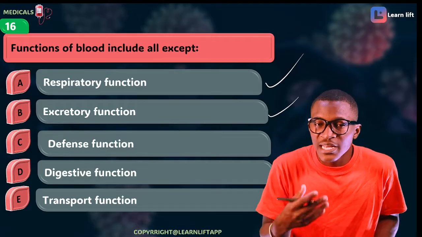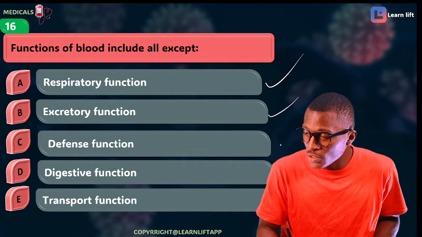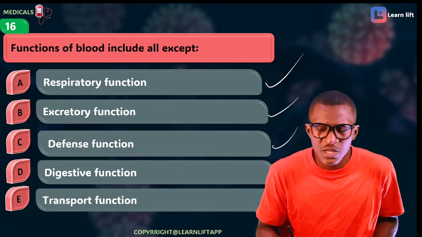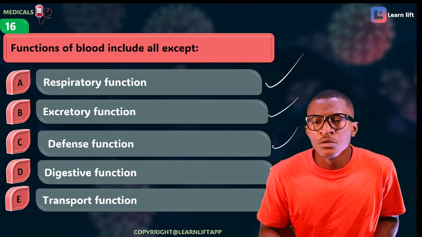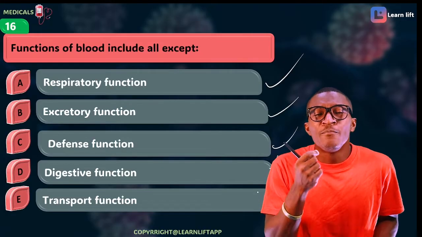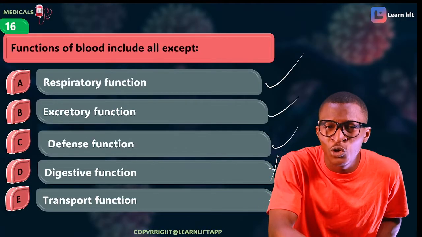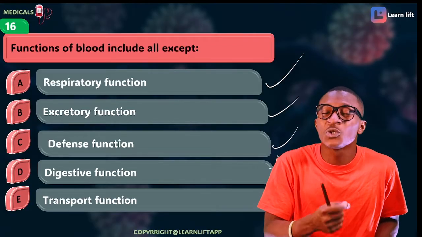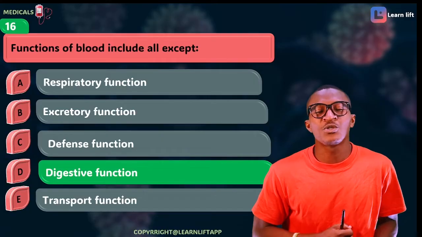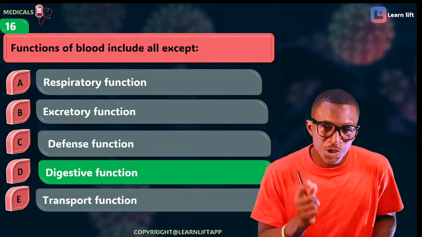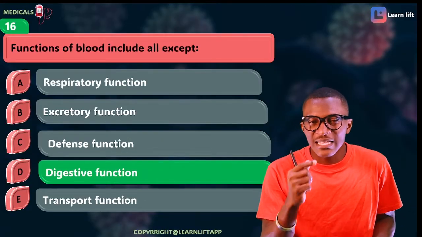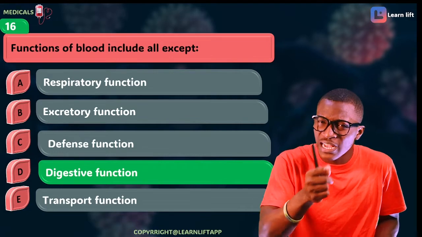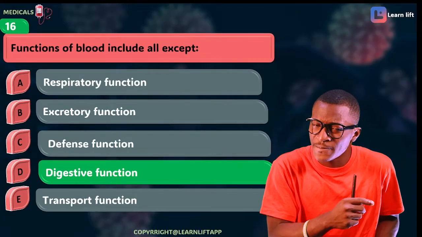Defensive function, yes, it helps to fight against diseases. White blood cells. Transport function, yes, it helps to transport hormones and other substances. Digestive function, no. Take note that blood only has nutritive function. Nutritive function, transport nutrients, but it does not have digestive function, making option D the answer. Do you understand that? Please understand the difference between digestive function and nutritive function. Go back and watch that class where I said that, towards the end.